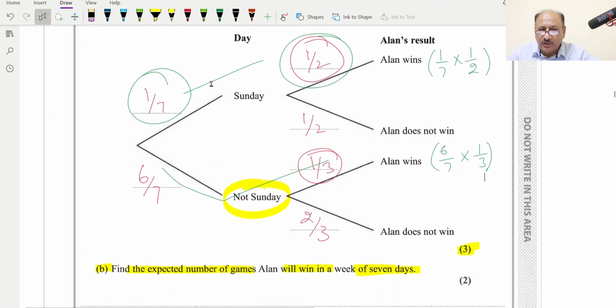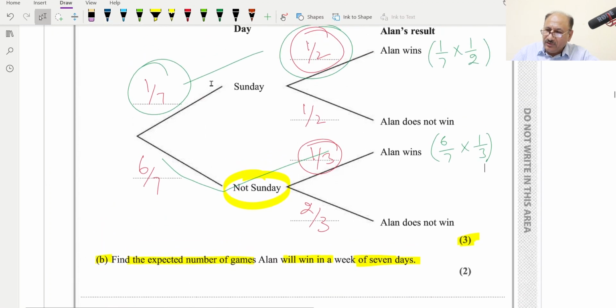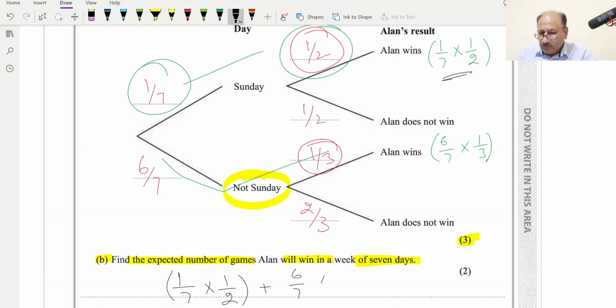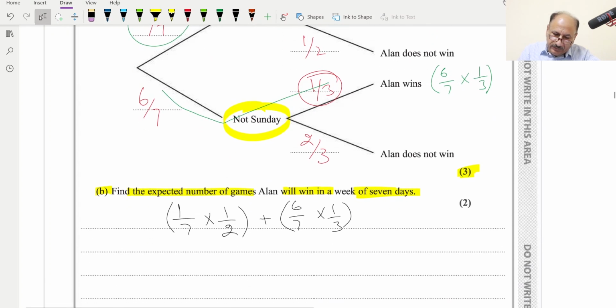This, and we have to add the probability. So 1 by 7 into 1 by 2, so we will be writing here 1 by 7 into 1 by 2, which we have taken from here, and this will be in brackets plus the other probability will be 6 over 7 into 1 by 3, and we will multiply it. This is for 1 day, and the same will be for 7 days. So we will multiply this by 7, and we can put the bracket like this.